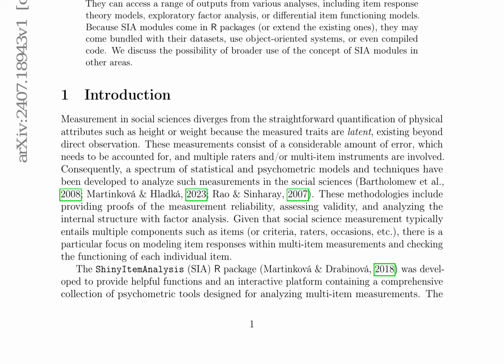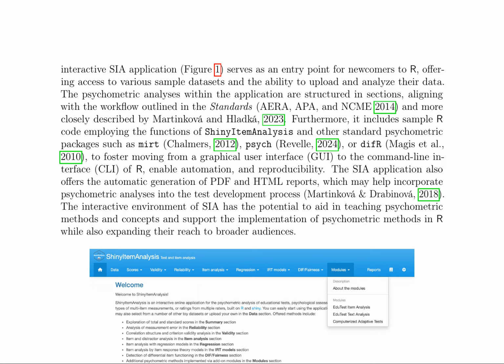In social sciences, measurement involves latent traits, error, and multiple raters and/or multi-item instruments. Consequently, statistical and psychometric models and techniques have been developed to analyze such measurements, including providing proofs of measurement reliability, assessing validity, and analyzing internal structure with factor analysis. The SIA R package was developed to provide helpful functions and an interactive platform for analyzing multi-item measurements.